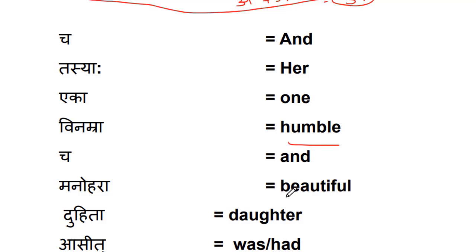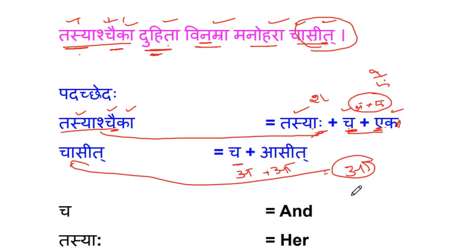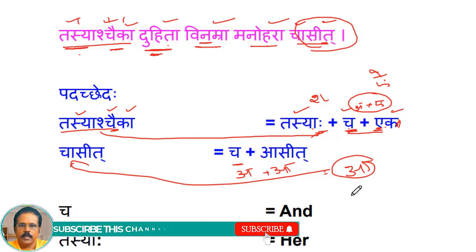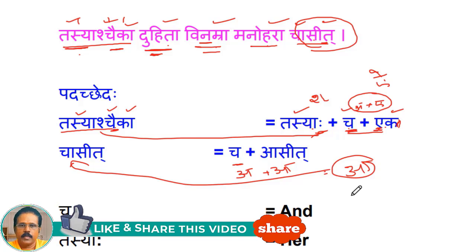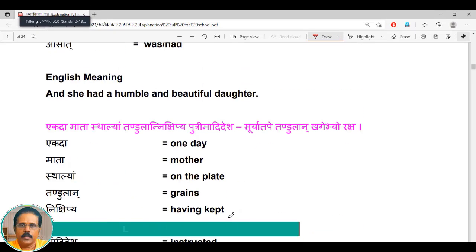And Manohara means a beautiful. Manohara means Manoharam, which is attracting our manam. Manam means a mind. Haram means attracting, which is attracting our mind. Manohara, we can tell beautiful. So Manohara means beautiful and Vinamra means humble. Humble and beautiful daughter. She had one daughter. That is the second sentence meaning.